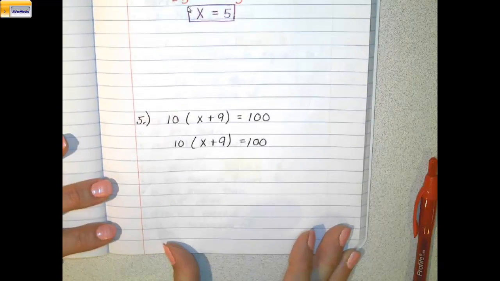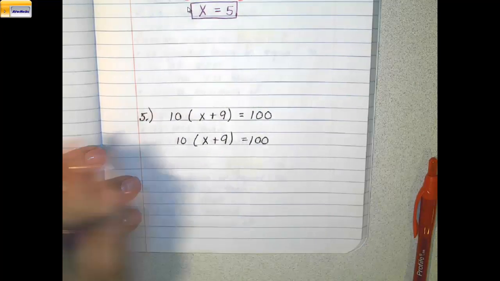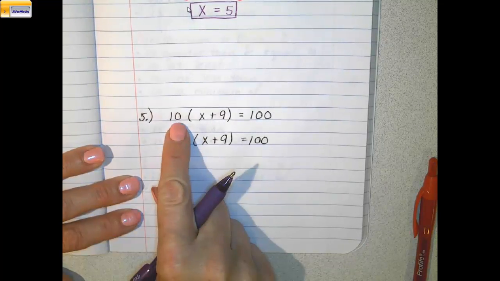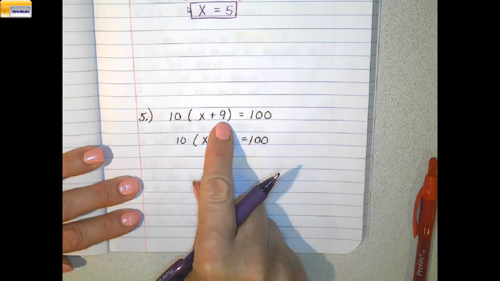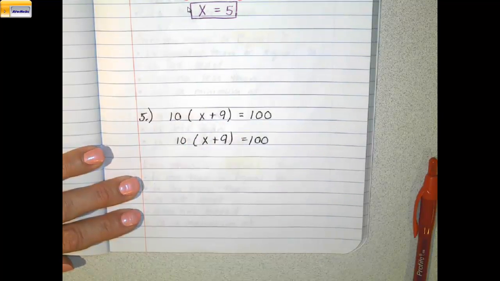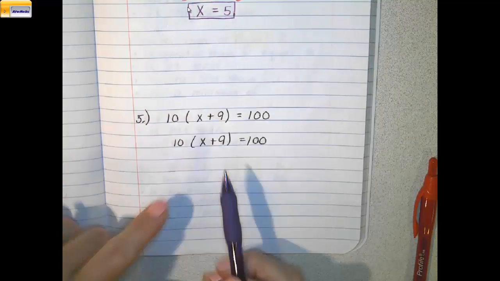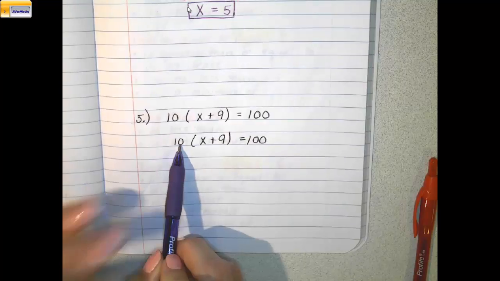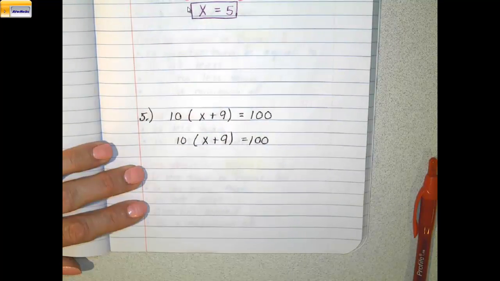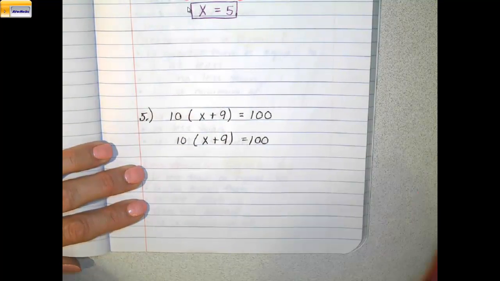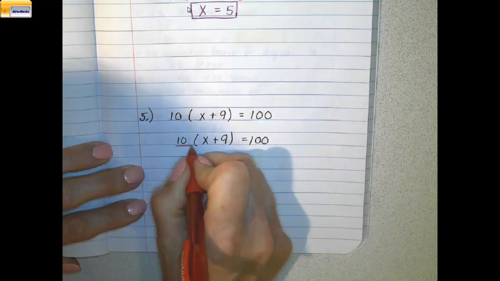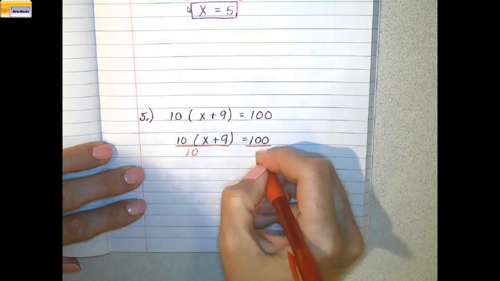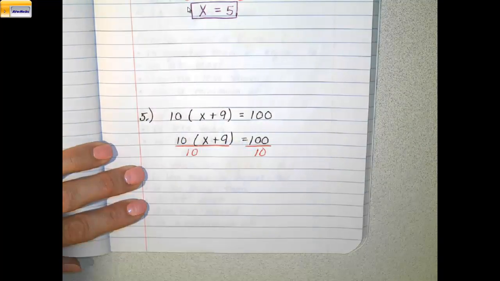Example number 5 also uses parentheses. This is also from our translating sentences to equations example. This means that I have 10 times the sum of x plus 9 is equal to 100. In order to solve this, I need to keep the x plus 9 together because they're in parentheses, and I need to get rid of this 10 times first. So if I have 10 times a number and I want to get rid of it, I can use the inverse of times, which is divide by 10. Because 10 divided by 10 is 1.